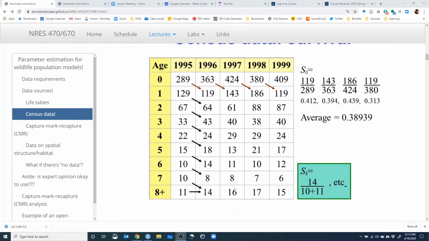Well, what if you have a stage class instead of an age class? So everything that's 7 years old or greater is classified as an adult, all right? So in that case, maybe what we'd want to do is say, okay, how many adults were there in 1995? Well, we take the 7-year-olds and the 8-year-olds together. That's 21 adults. And how many survivors do you have the next year? Well, you have 14. And so you just say 14 divided by 21 in that case, and that gives you an estimate of adult survival rate. All right. So that's when you want to pool together multiple ages into a stage.